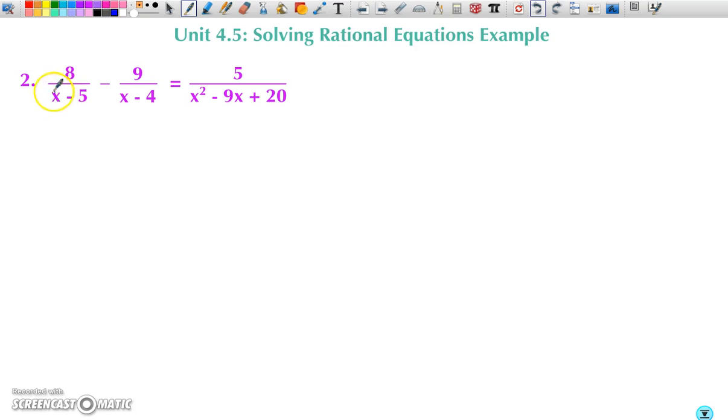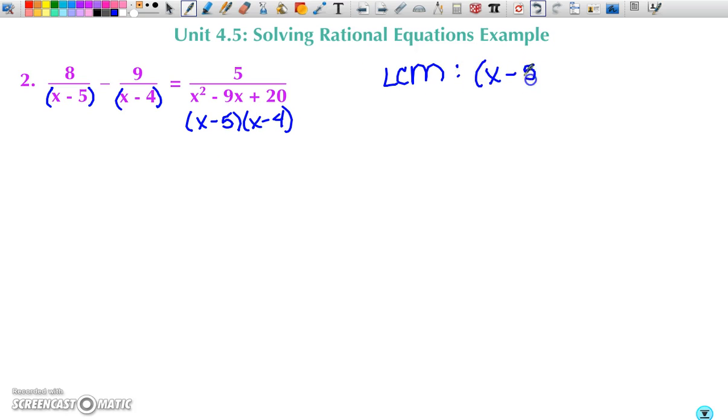So looking at your denominators, x minus 5, there's nothing that we can take out of that. It's just x minus 5, and we can't go any further. Same with the x minus 4. It just stays as x minus 4. But x squared minus 9x plus 20 is actually x minus 5 times x minus 4. So our least common multiple for this problem is going to be one piece of everything in the denominator, which is x minus 5 and x minus 4.